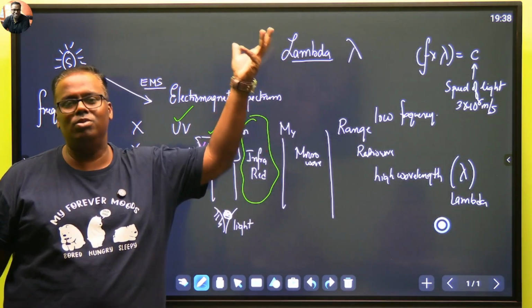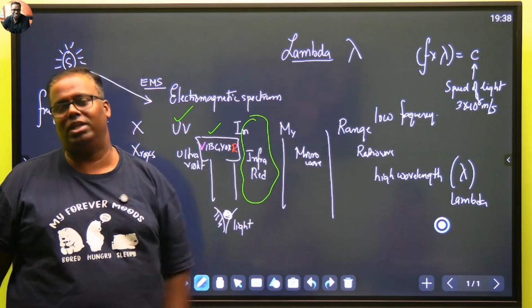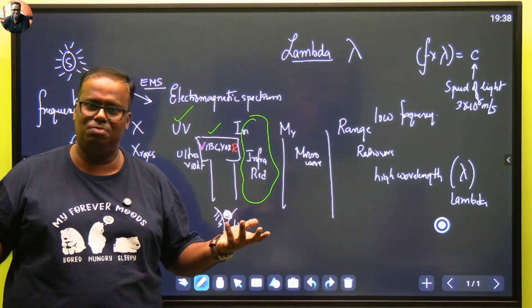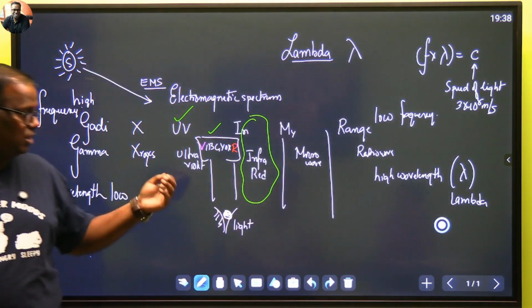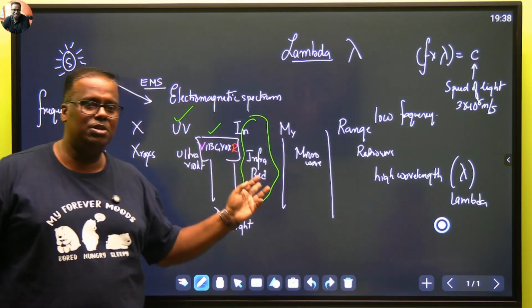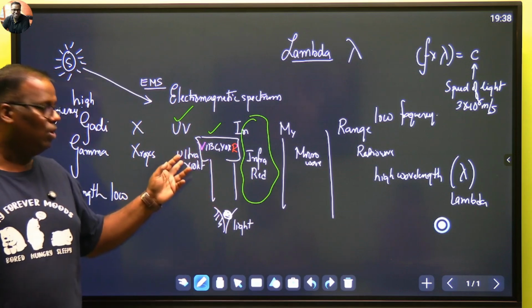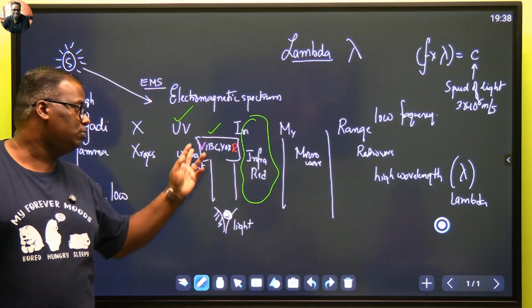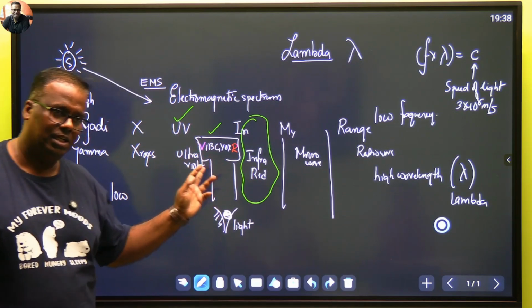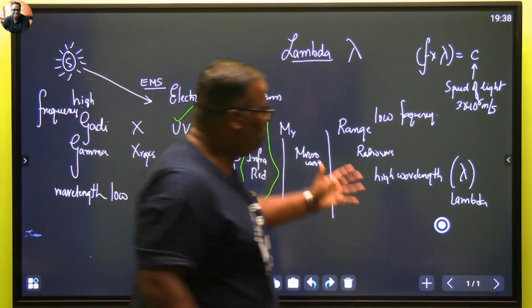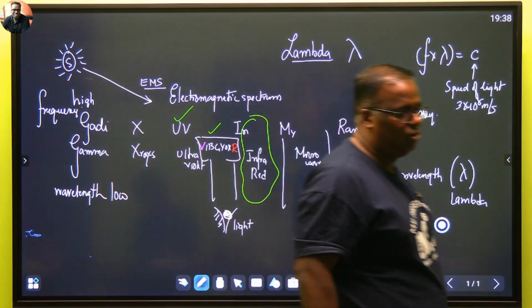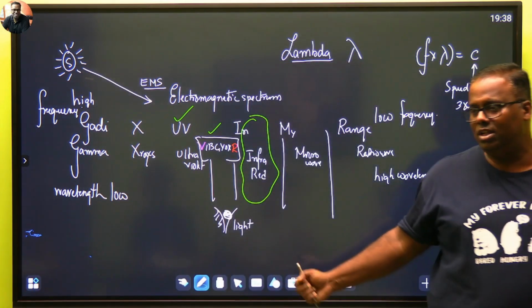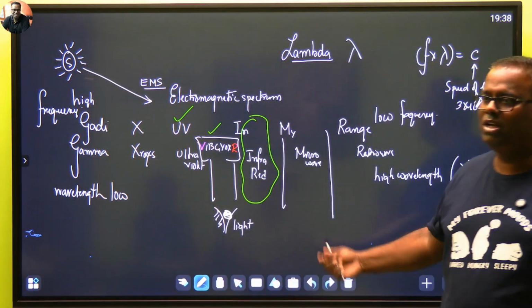Look at a bulb. How is a bulb glowing? Why is the bulb giving you white light? Because the bulb's filament is burning, as simple as that. So if an object is hot, the object not only emits infrared, but the object will also emit ultraviolet and the object will also emit light. My idea of making you understand this diagram is not that we are going to read this diagram only in this chapter first, we're going to read this diagram later also.